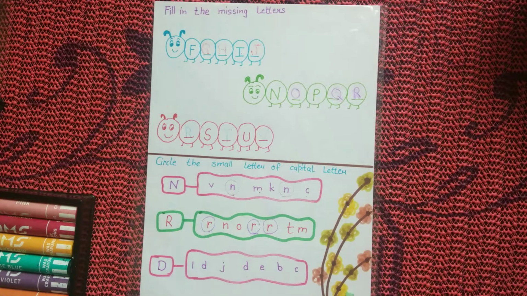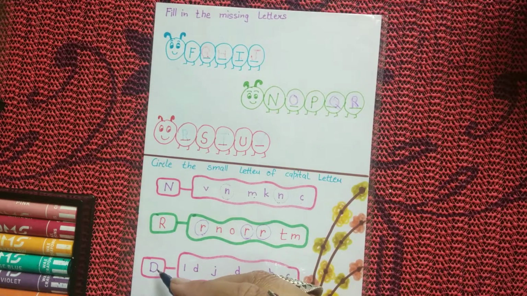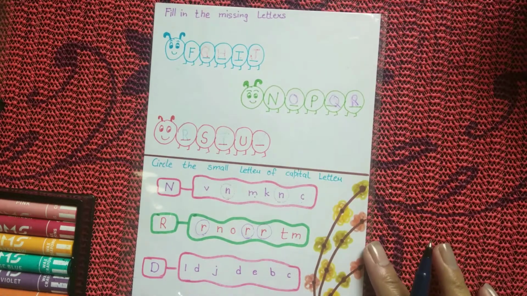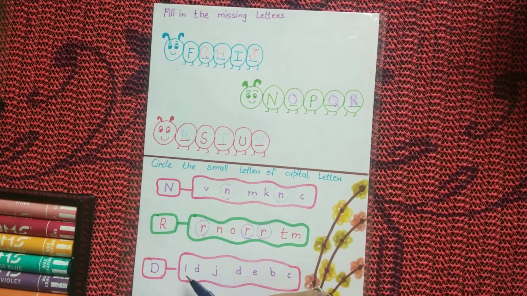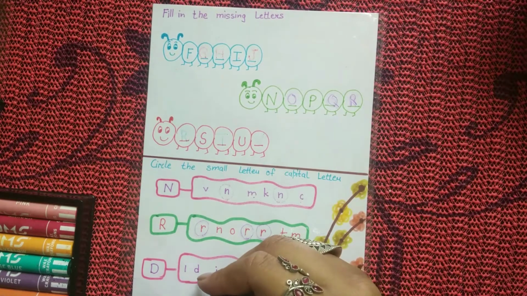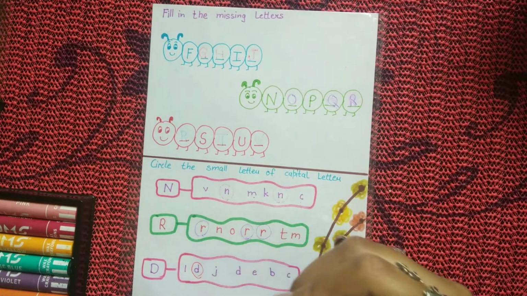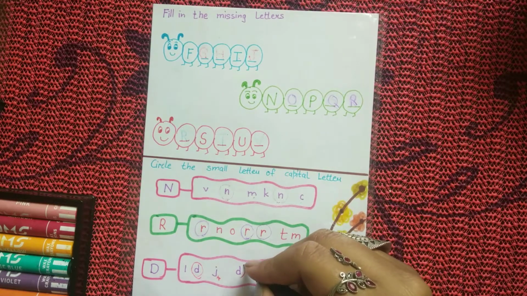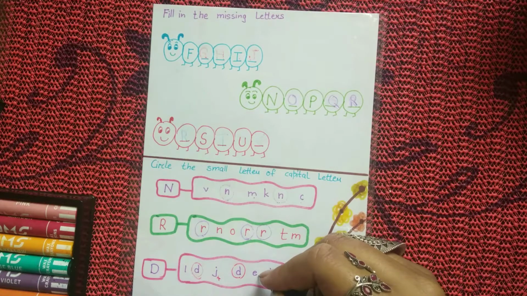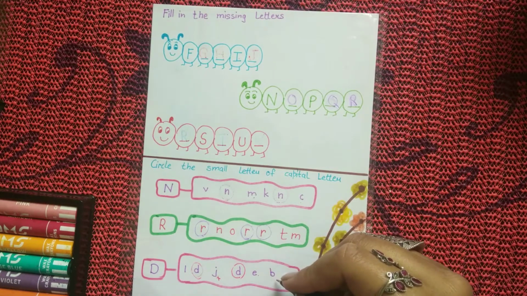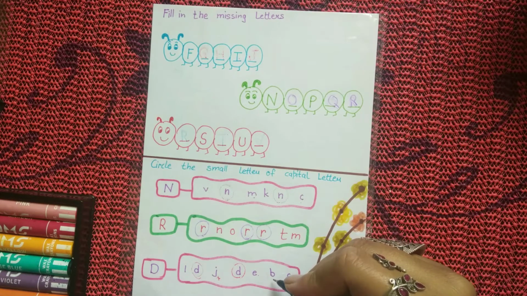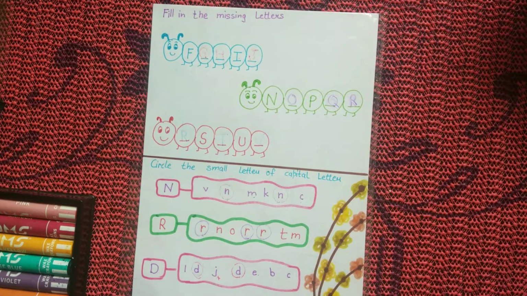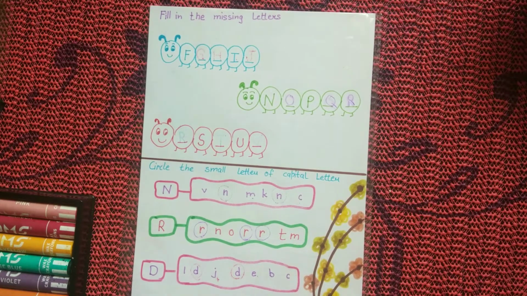Now let's move to the next one. This letter is letter D, everyone. So, is this letter D? No. This one? Yes. This one? No. This one? Yes. This one? No. This one? No, this is not D, this is B, but it looks like it, so we are not going to circle it. And this one also no.